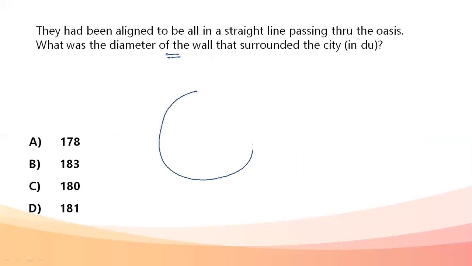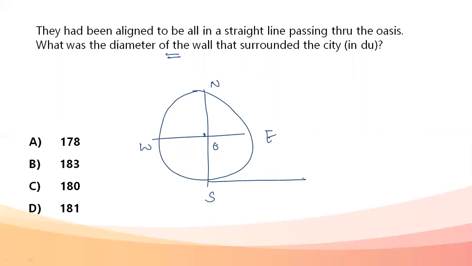So it's given as circular, with a center. Now east, west, north, and south. This is the center. As per the information given, the diagram that comes out is: this is 144 to the north. Let this be A.